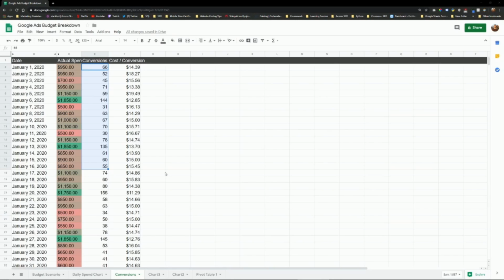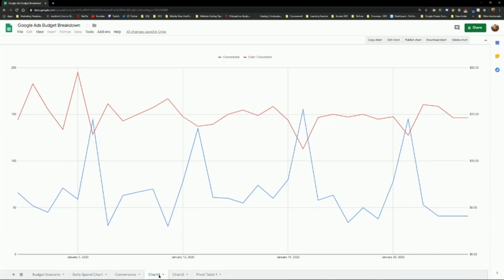And to clarify as to why Google Ads does this, I filled in some mock conversion data here, and I charted it out for us. So here you can see the blue line being conversions, the red line being cost per conversion. On the days that you had the most conversions, we had 144 this day, costs came down. So our cost per conversion was lower on that day. And you can see the days when we had less conversions, the cost per conversion was a little bit higher. So if we spent more on those days, this performance probably would have been worse.